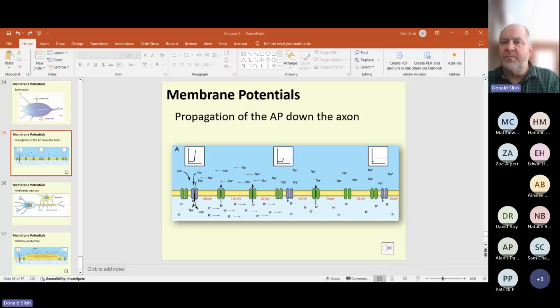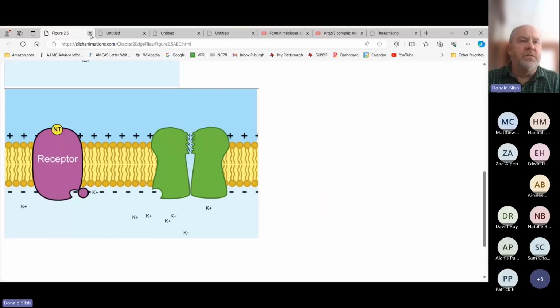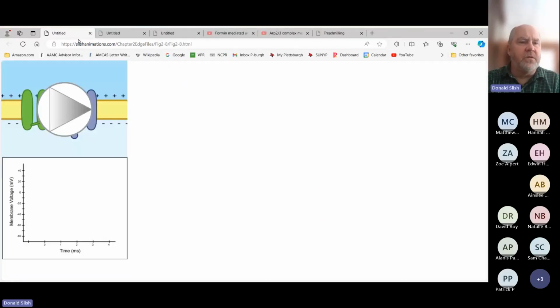Stop sharing. Share window, screen, tab. Share. Okay, here's our action. Can you see this, new share, people?